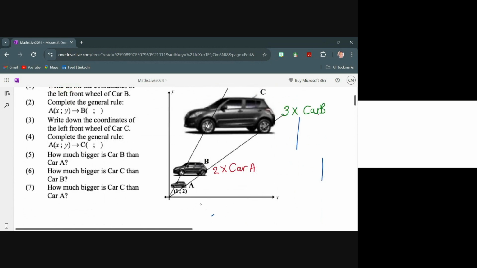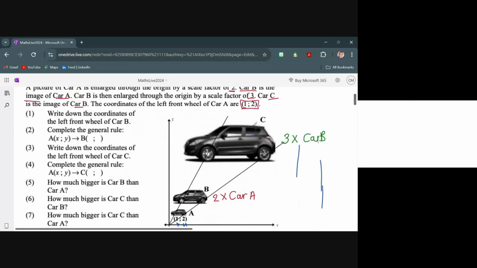Okay, I know that the 1 over there is the X value and the 2 is the Y value. That's what I know for a fact. Okay, let's look at the examples that they've got here for us, or the questions rather. Question 1 says, write down the coordinates of the left front wheel of car B. Now, we've got the left front wheel of car A. It's going to be 1, the X value, and the Y value, 2.